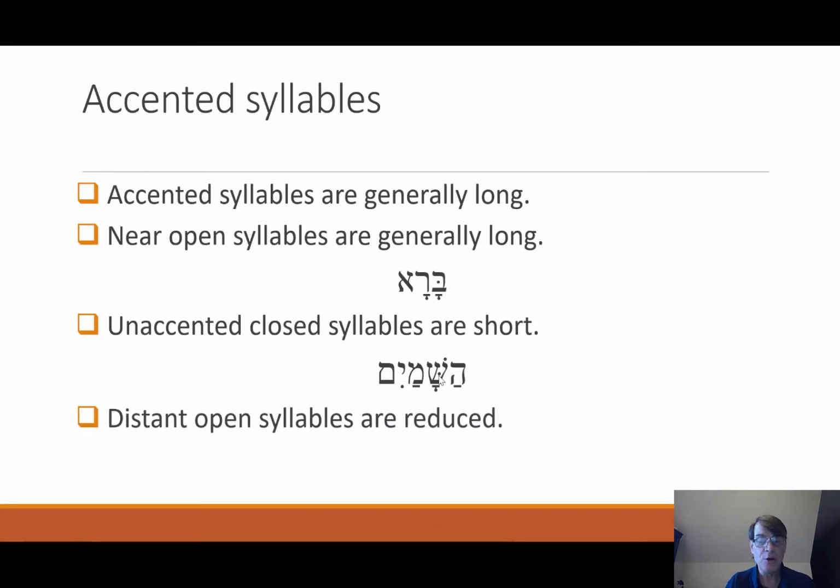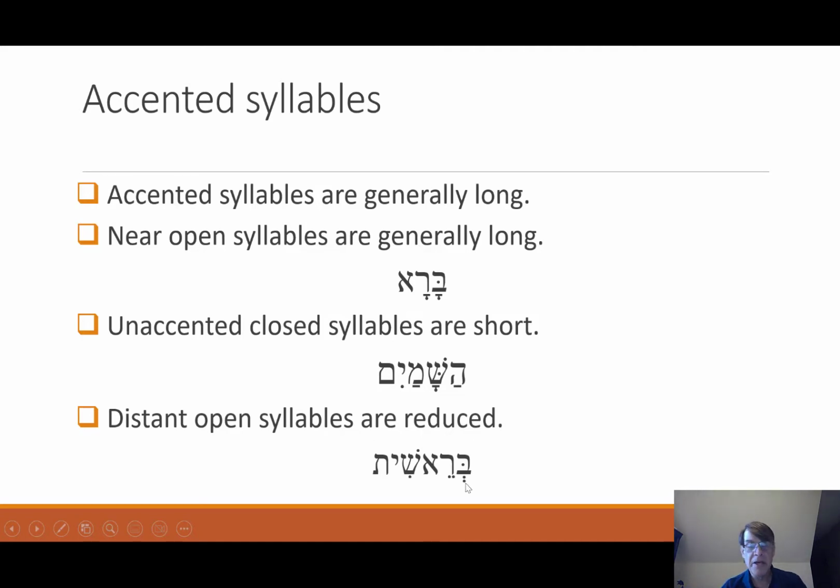Finally, a distant open syllable, where we're far away from the accent. A distant open syllable is reduced. And that's what happens in bereshit, the first word, because the accent's on the sheet. Sheet is an accented closed syllable, and it's long. Re is a near open syllable, and it's long. But ba is far away from the accent, and it's reduced to a Sheva.